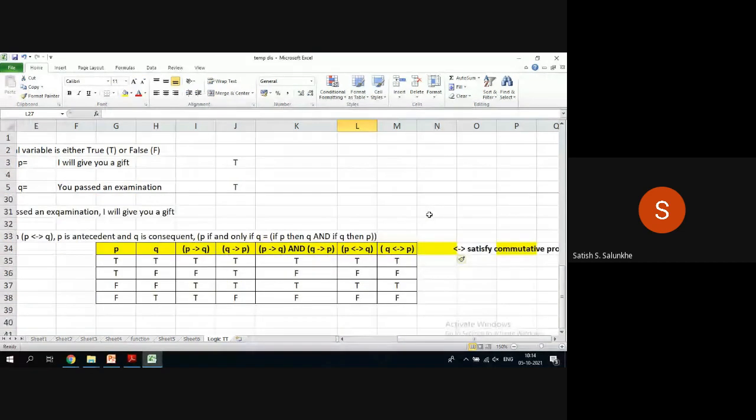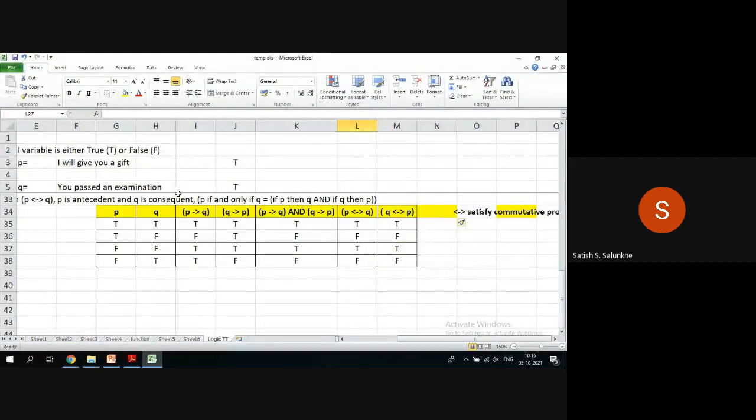We'll have many examples that we'll see in a short span of time. What is the point that we are discussing here? That earlier example, if I give you a gift, you need to pass an exam. So if I give you a gift, it is true, and you have not passed an exam, so this is not accepted. Similarly, if you pass an examination and I do not, just wait for a minute.